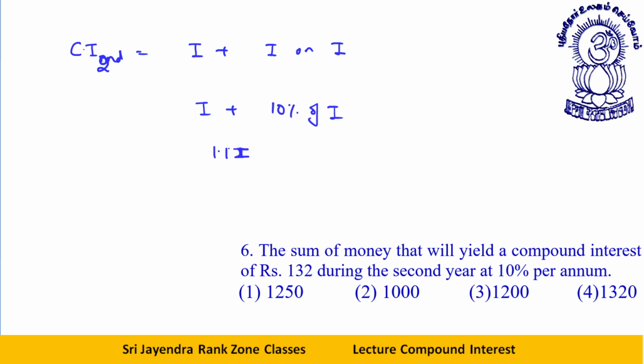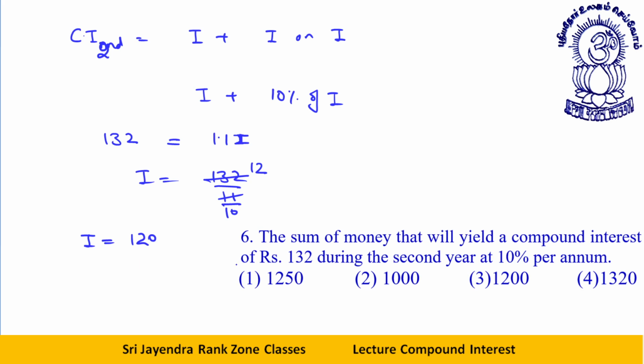Okay, dear students, 1.1 I is equal to 132. That way I is equal to 132 by 1.1, by 10. This will give you 12. So I is equal to 120. The sum of money, you need to find the sum of money.